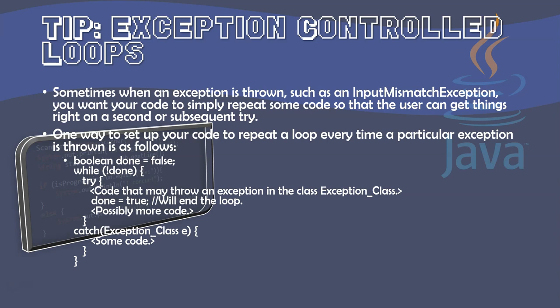So if we look at this example, we have boolean done equals false. While not done, try. We have our code that's going to throw an exception, and then we say done is now true if it's complete, and then possibly do some more code afterwards, and then of course have our catch.